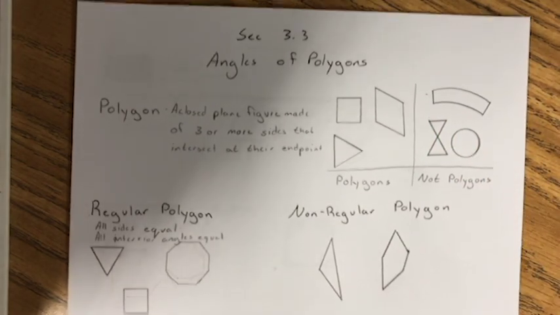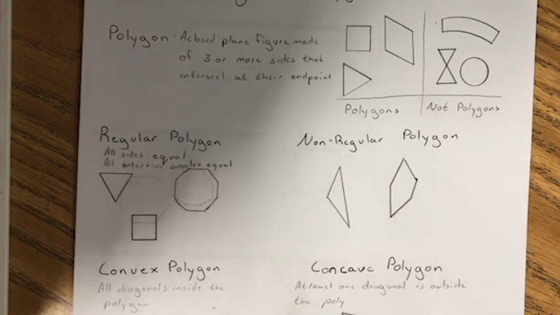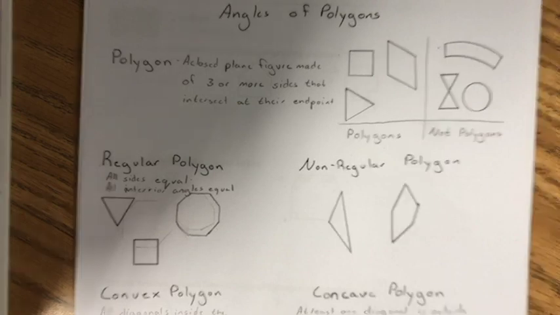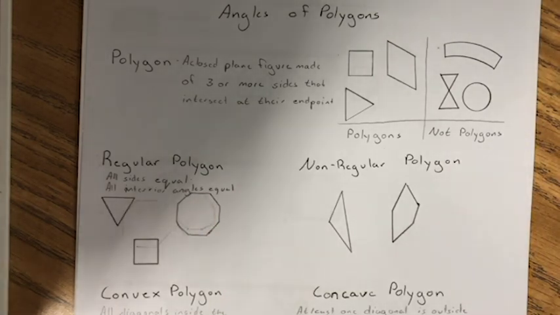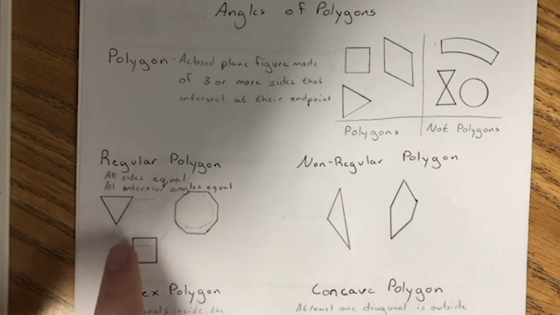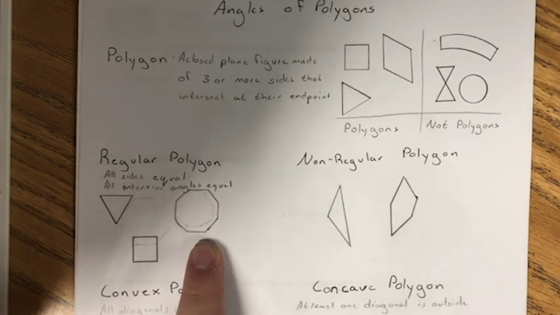All right, there's different types of polygons. We can put them in different categories, but for now, we'll keep it really simple. There are regular polygons, and these are ones that you are usually used to seeing. This is where all sides are equal and all interior angles are equal. Some examples would be a yield sign. It's a perfect equilateral triangle, where all sides are the same. Then you've got your typical octagon, which would be your stop sign.